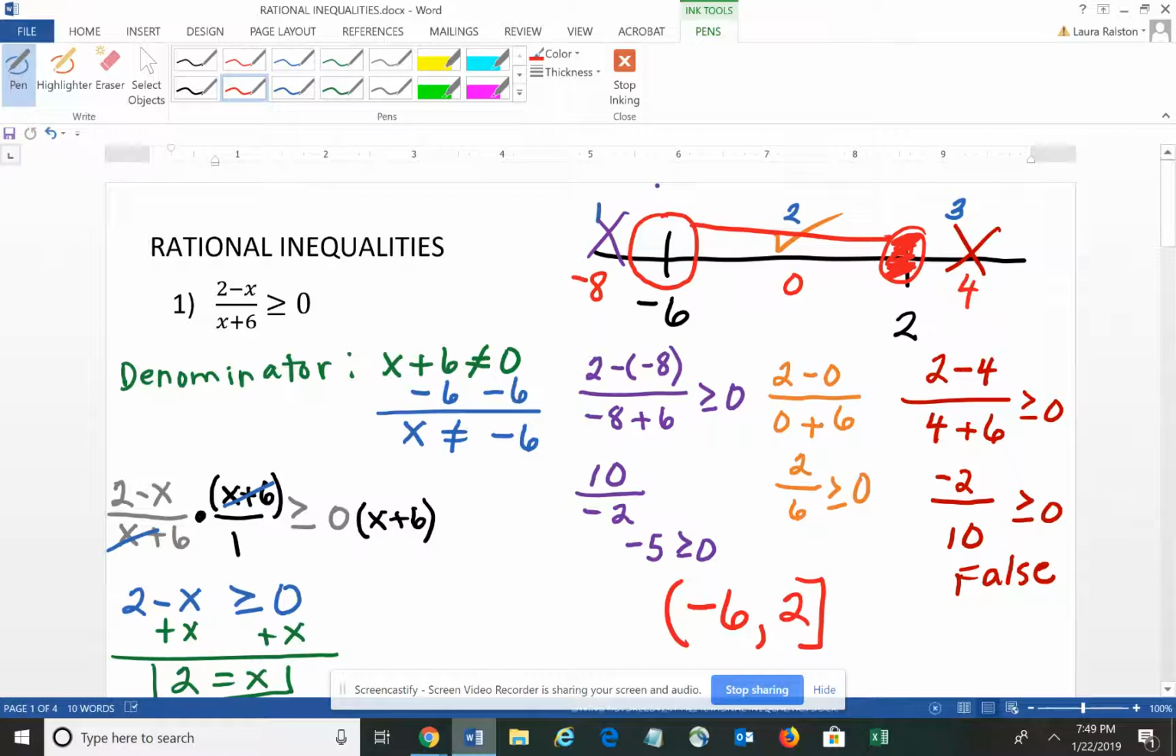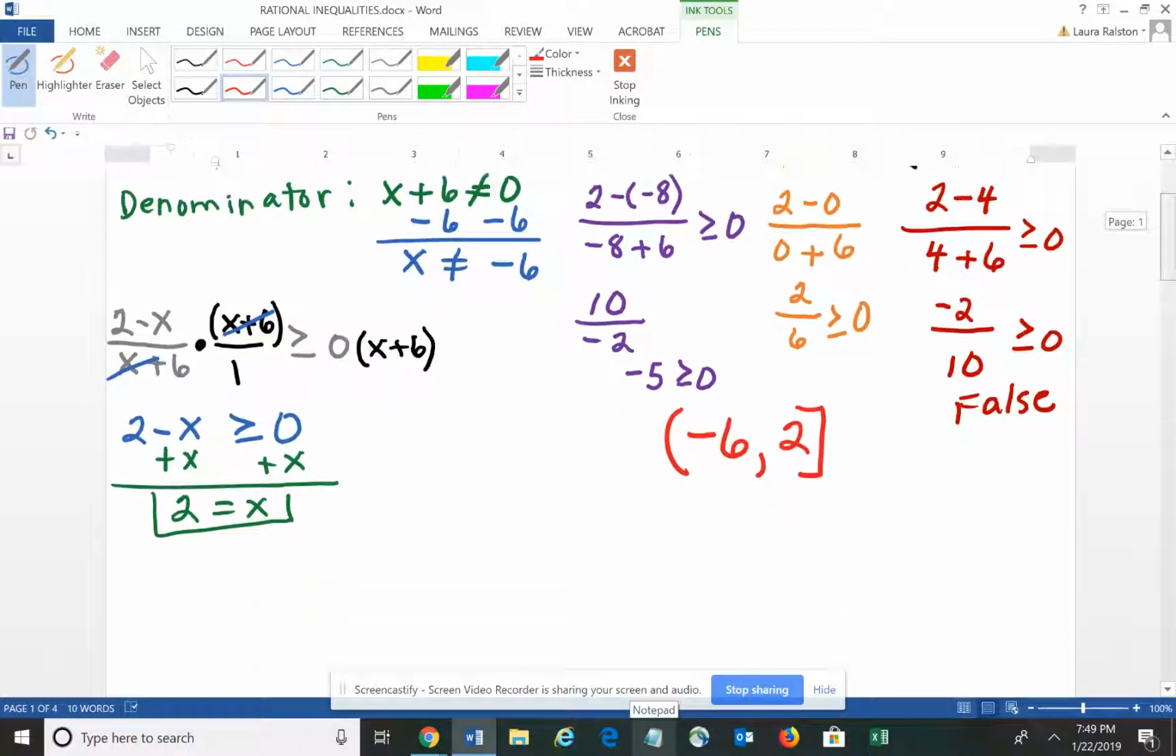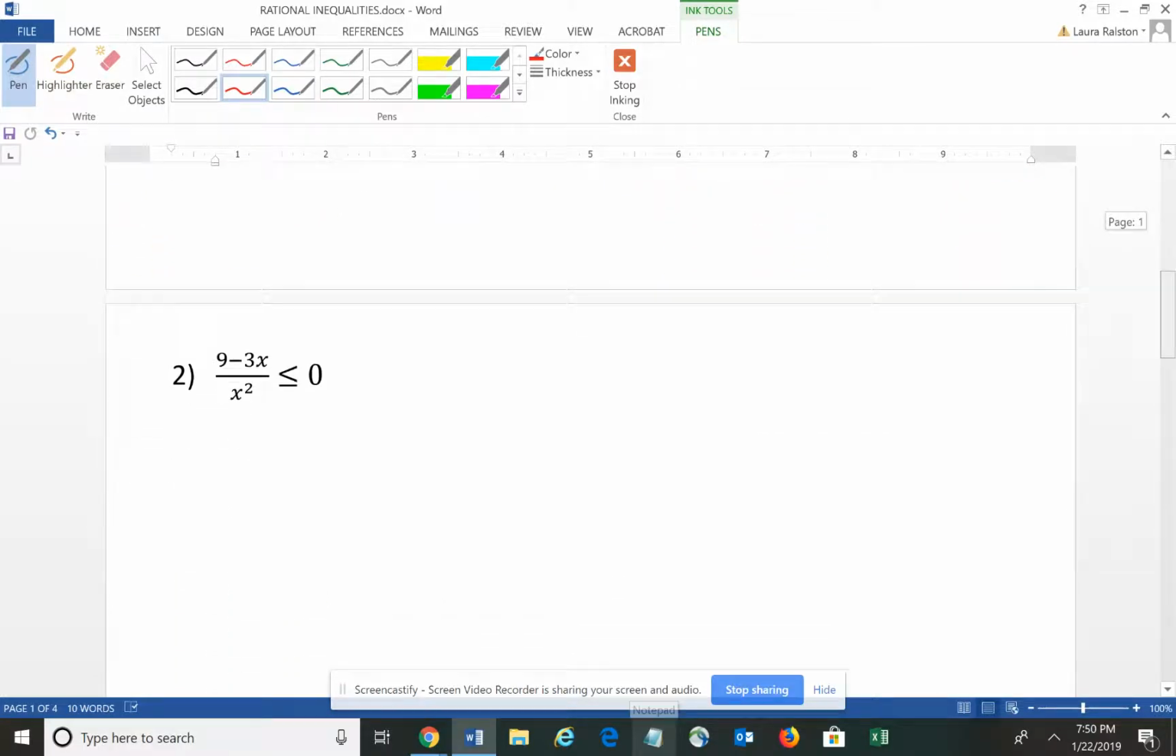Guys, you got to be really careful and pay attention to whether you're doing parentheses or whether you should be doing brackets. And it all comes down to, is the point usable or not? If you don't know, plug it into the problem and double check it. All right, let's move to number 2.